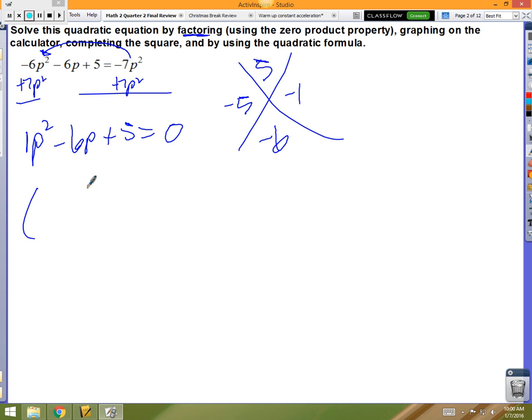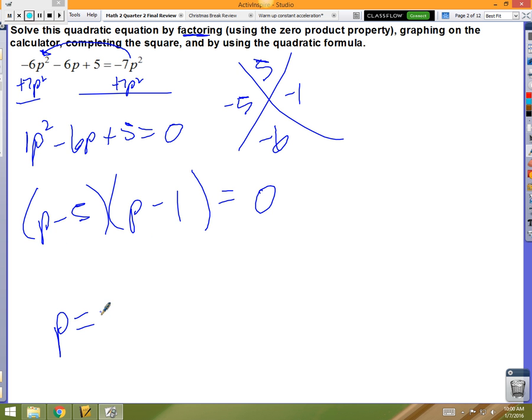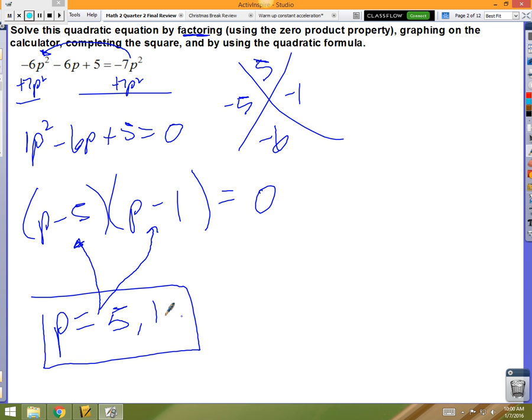So when you factor it, it's going to be p minus 5 and p minus 1. Now, what does p have to be to make these a 0? P, in this case, has got to be 5, and in this case, p has got to be 1. So 5 and 1. Okay, I'm going to get that same answer these other 3 ways. If I graph it, so graph it on the calculator.